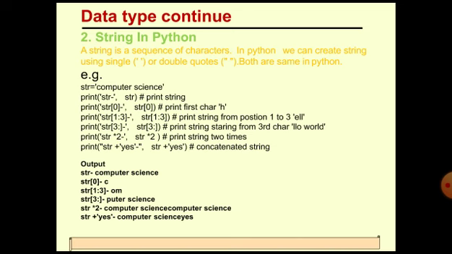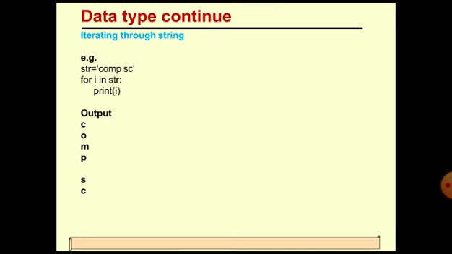Okay. Now we come to the iteration through a string. How do you iterate through a string? For example, we have a string comp science. Comp sc is a string here. We can iterate through a string by using for loops. The for loop is used along with the in operator. In is a membership operator, along with which we always use the for loop for iterating through a sequence of values.